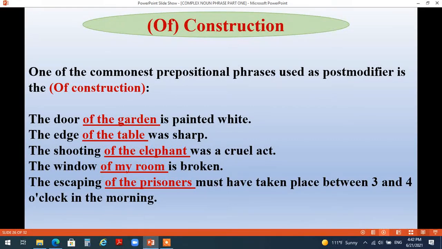For example, the door of the garden. Of the garden is post modifying the head noun door. The edge of the table. Again, of the table is a prepositional phrase which is used to post modify the noun edge. The shooting of the elephant. Again, of the elephant is the prepositional phrase which is used to post modify the noun shooting. The window of my room. Again, of my room is the prepositional phrase post modifying the noun window. The escaping of the prisoners. Again, of the prisoners is the prepositional phrase and it has been used to post modify the noun escaping.